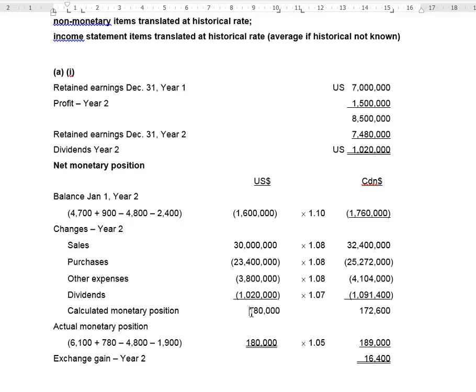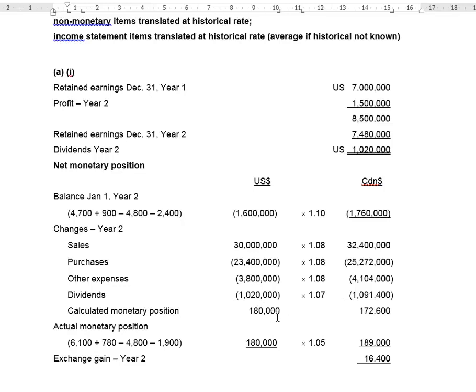So as if the parent did it all themselves, it would be 180,000 US dollars. That would be their net monetary position. And you'll see it would be a net monetary asset position because anything that brought in or created monetary assets exceeded those which used up monetary assets, which are the items I'm highlighting here. So we have a net monetary asset position of 180,000.